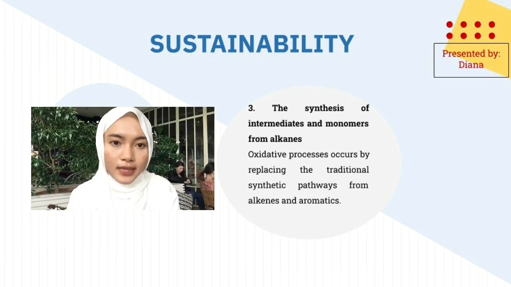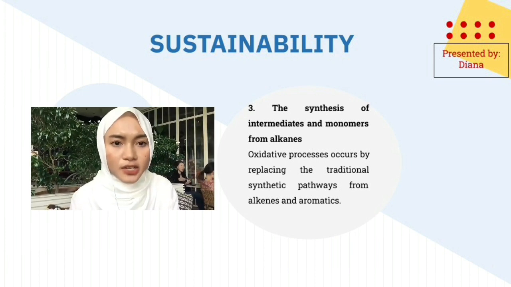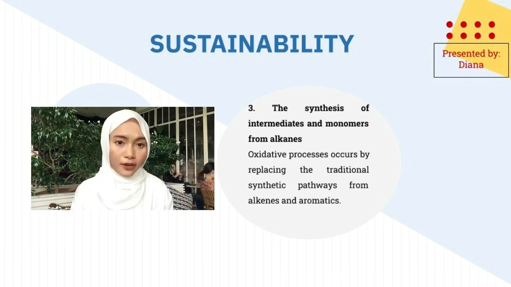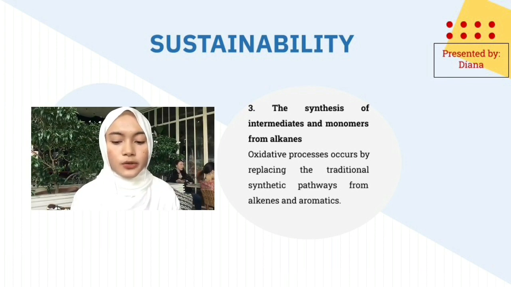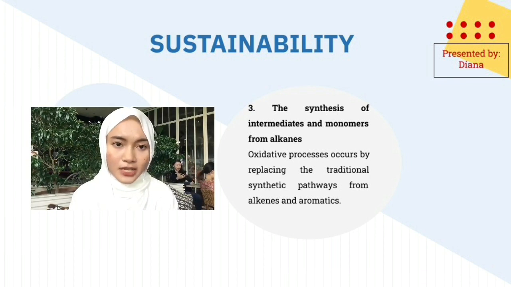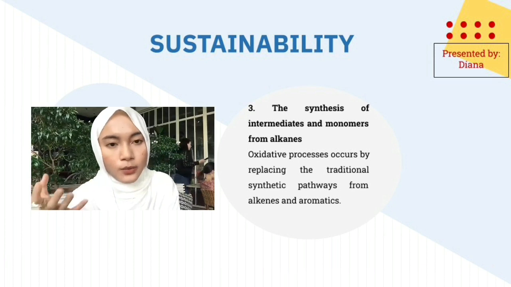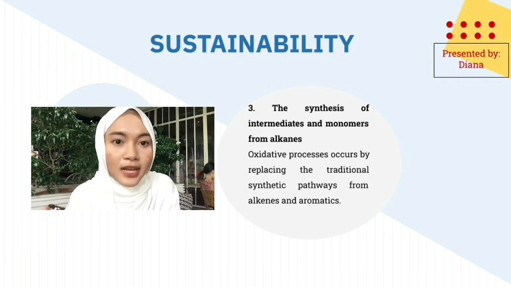The next one will be the synthesis of intermediates and monomers from alkenes. Oxidative processes occur by replacing the traditional synthetic pathway from aromatics. And this has implied not only economic advantages with respect to existing technologies, but also the replacement of either toxic reactants and intermediates or multi-step processes. So when they substitute with intermediates or monomers, it can promote fewer byproducts in the process.